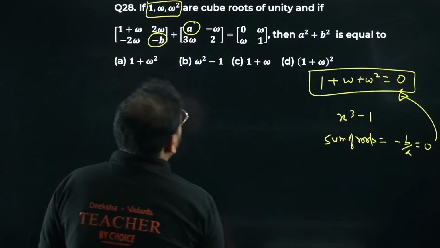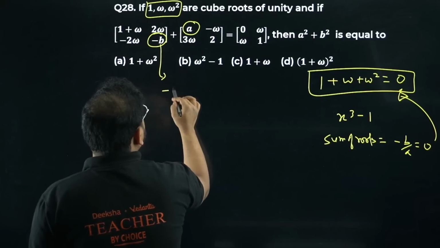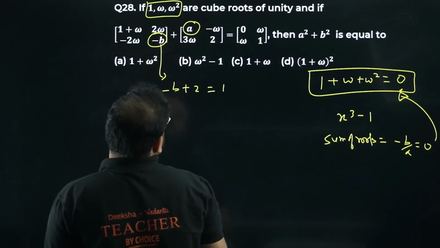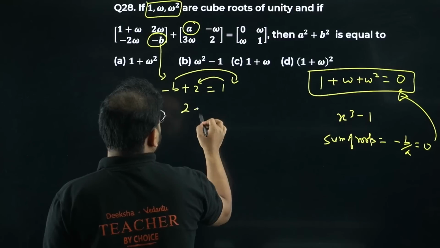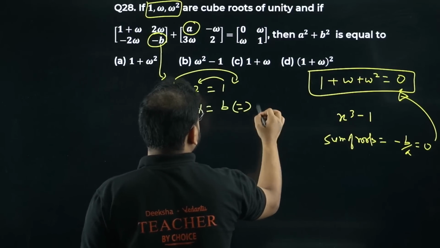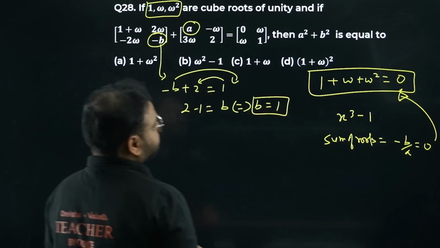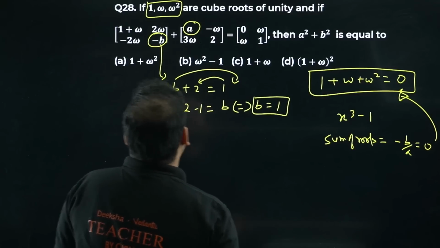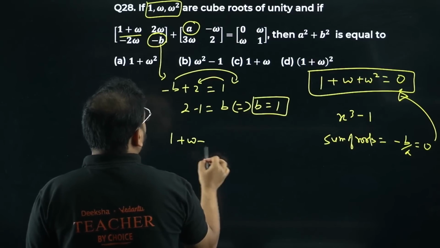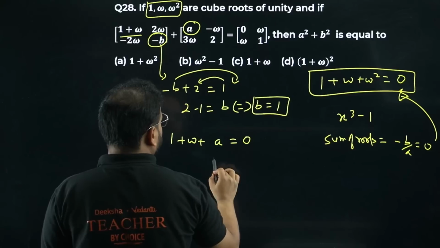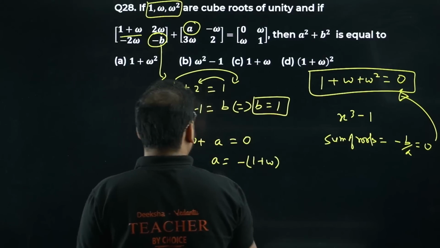Let me use the equations now. So I can see b is coming easily actually. Use this for b. I get here minus b plus 2 equals 1. Bring b on this side and 1 on this side. I get here 2 minus 1 equals b, giving me value of b as 1. Okay. Now for a, I have to use this condition. Please check from here. 1 plus omega plus a equals 0. It means a equals minus 1 plus omega.